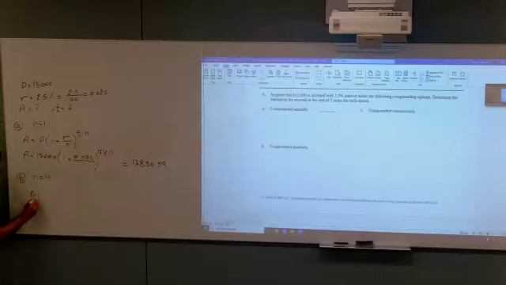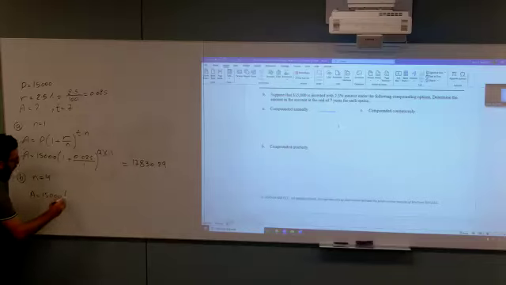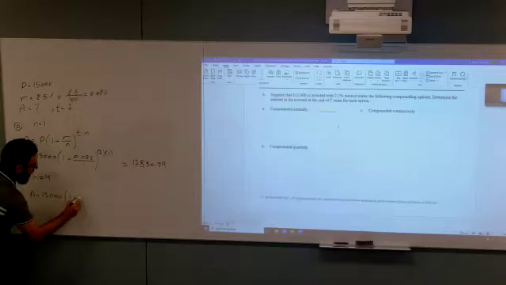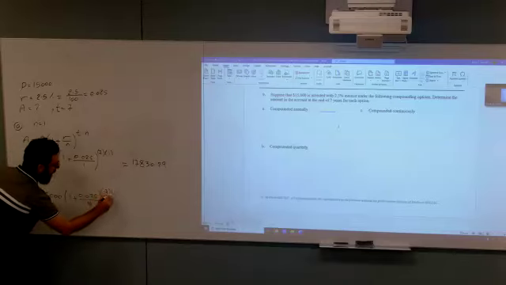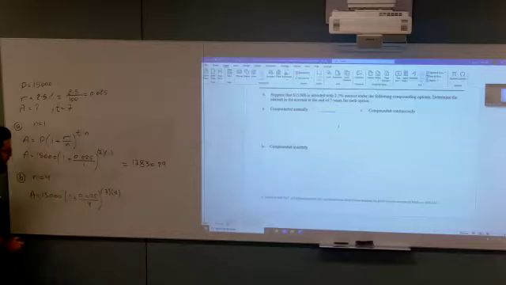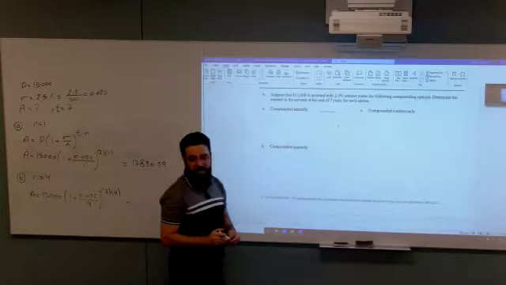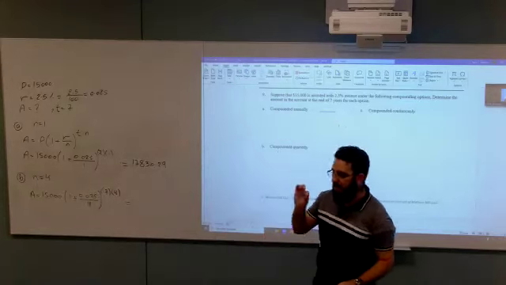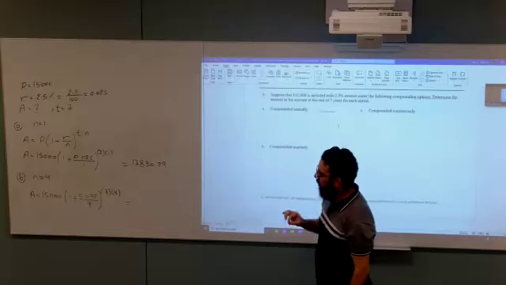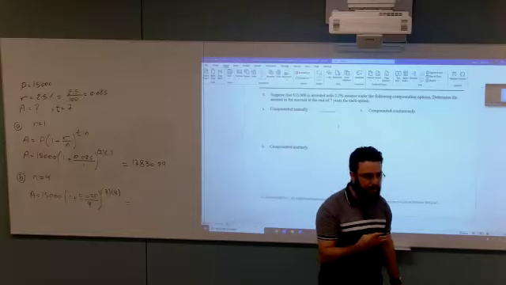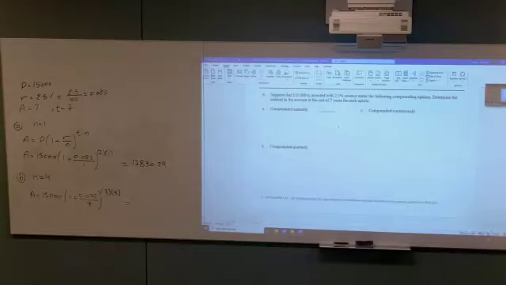So A is going to be also 15,000 times (1 plus the interest 0.025 divided by 4). The time is 7 and n is 4. Plug in how much it's going to be. And you will see it is slightly, a little bit different, because now they're going to give you interest 4 times every year, not 1 time, for 7 years.